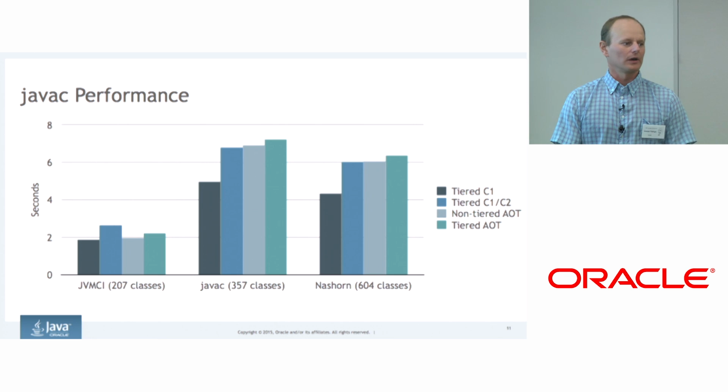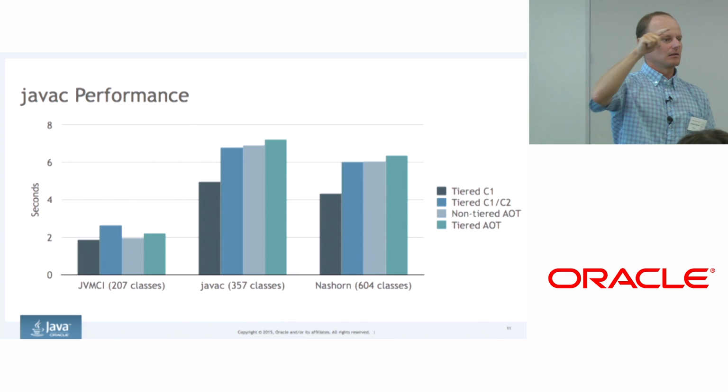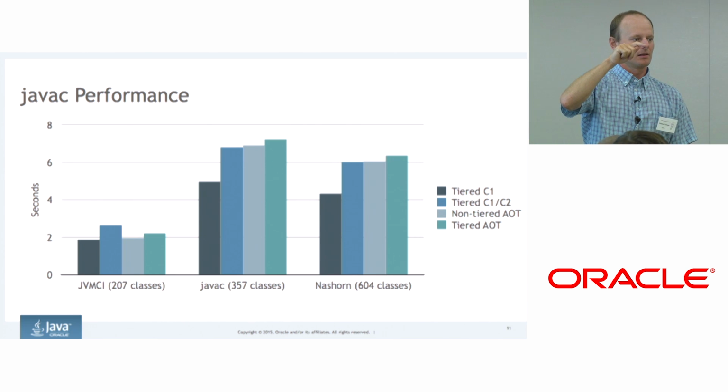So at one point, for many years, JavaC ran faster than C1. Okay, good.